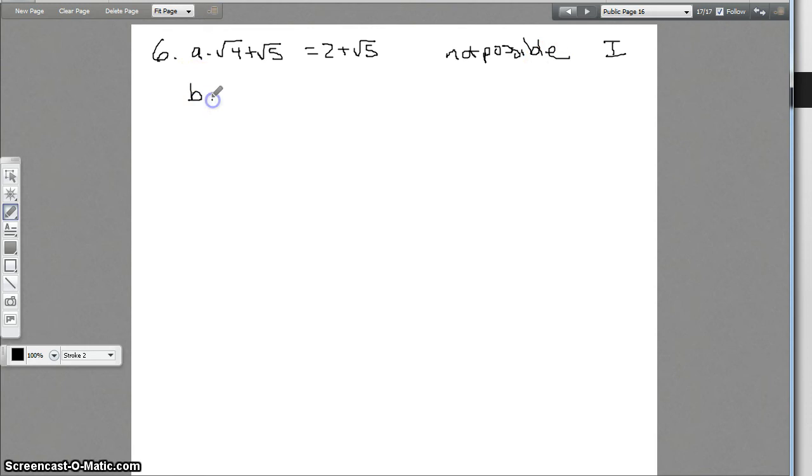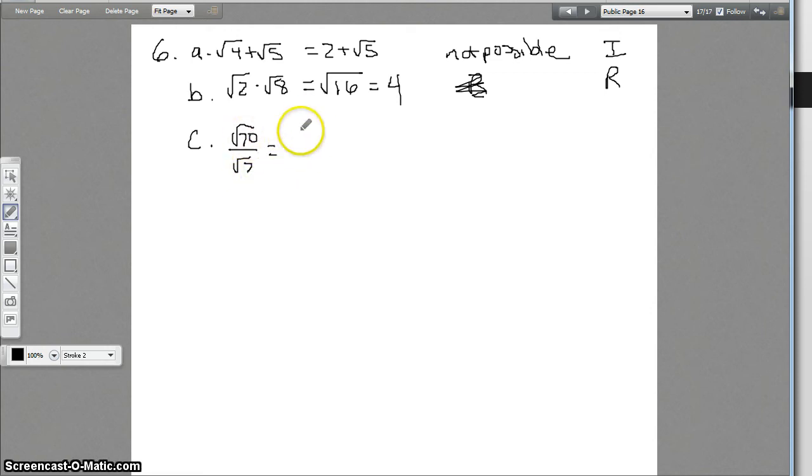Okay, part B is square root of 2 times square root of 8. Well, we can multiply those two numbers together and see that we have square root 16. Square root 16 is 4, so it is definitely possible to write that in exact decimal form, and that is rational. I'm just going to go ahead and write my R over here. Okay, part C. We have square root 70 over square root 7. Well, we can divide our 70 by our 7 and we get square root 10. That is irrational, so it is not possible to write an exact decimal answer for that. Not possible because it's irrational.